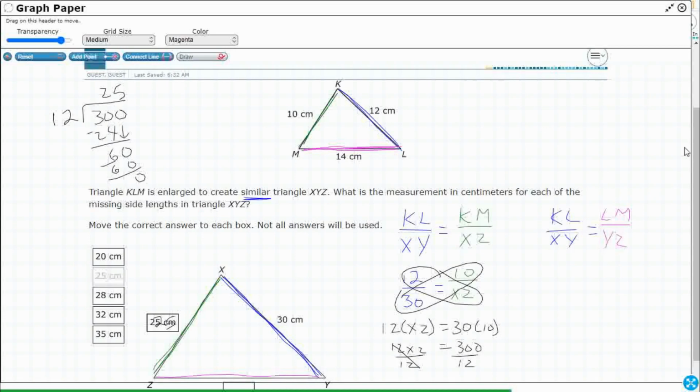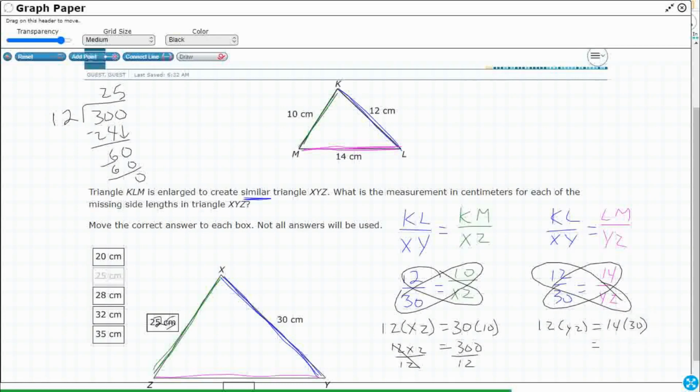So let's go ahead and fill it out. We know that KL over XY is really 12 over 30. And then we can get into our LM is 14, and then YZ is unknown. So we'll do that same thing, because look what we have. We have a proportion with a missing term. We can use cross multiplication again. So it's 12 times YZ. It's going to equal 14 times 30.